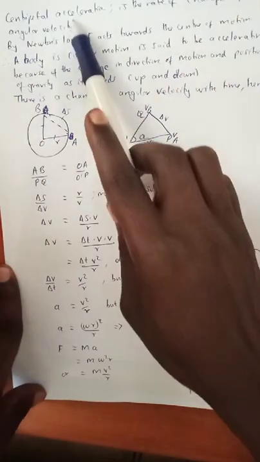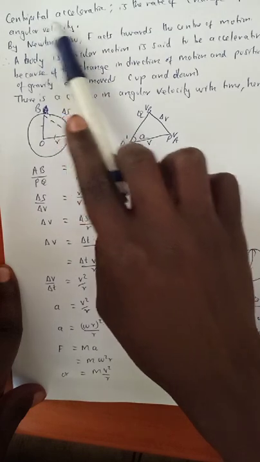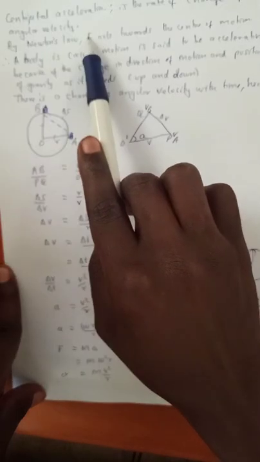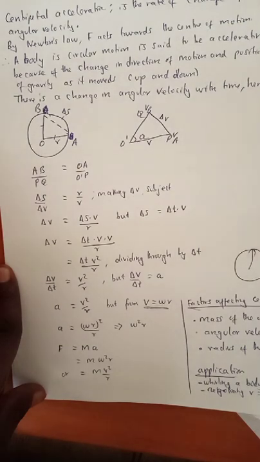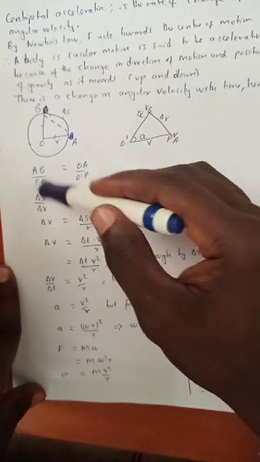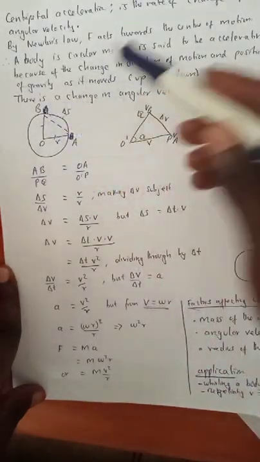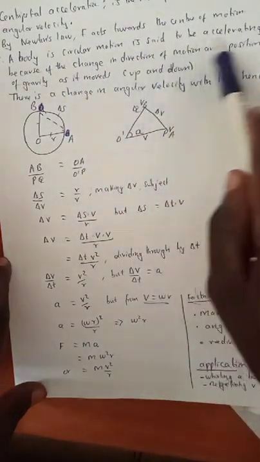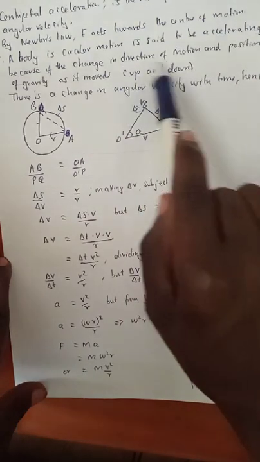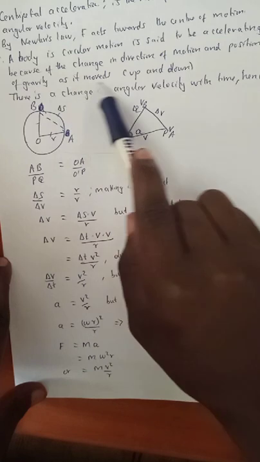Then centripetal acceleration is the rate of change in velocity. Remember, it's centripetal acceleration. So we said that by Newton's first law, a body remains in its state of motion unless acted on by an external force. Therefore, this object could have gone in this direction, or this direction, but it's maintained in circular motion because of the centripetal force. Therefore, a body in circular motion is said to be accelerating because of the change in direction of motion and the position of the gravity as it moves up and down.